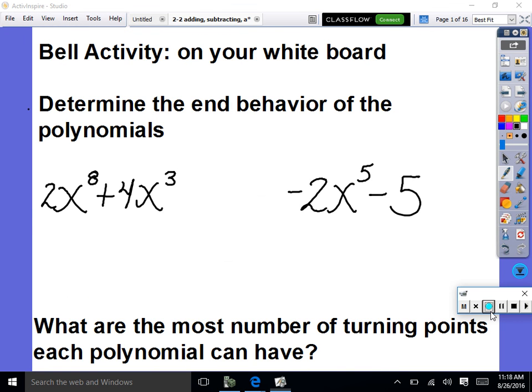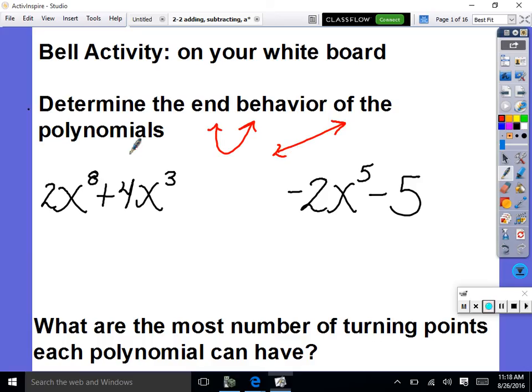So we know that end behavior works the same for even degree polynomials, and it works the same for odd degree polynomials. So the nice thing is we know what quadratics look like, right? And those are even degree. And we know what lines look like, and those are odd degree. So then it's pretty easy to determine end behavior.